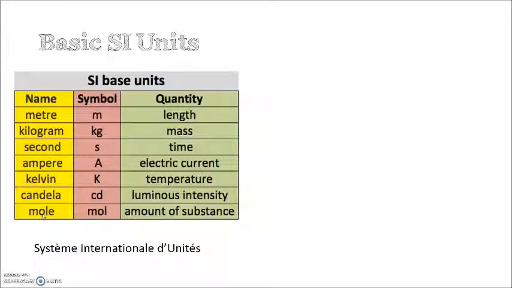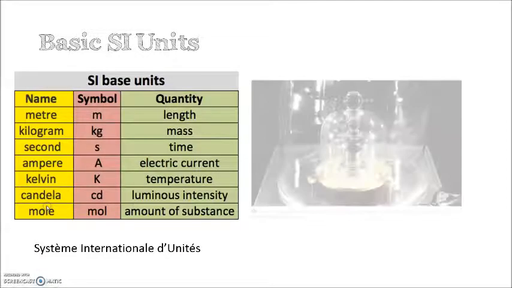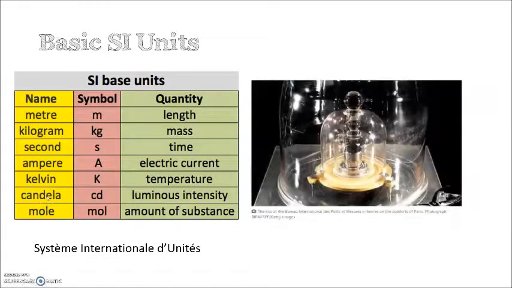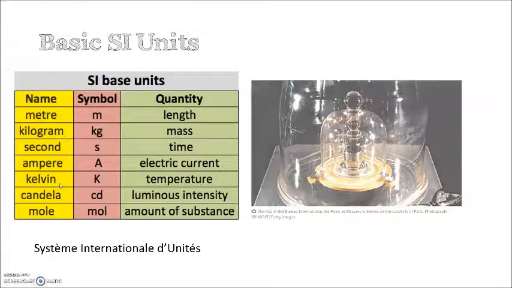Now, SI stands for Système International d'Unités, and it is basically an agreement that was based in France. In museums you can see samples, say this is the kilogram, a little block of metal held in a vacuum, and that's what they based their measurement off.